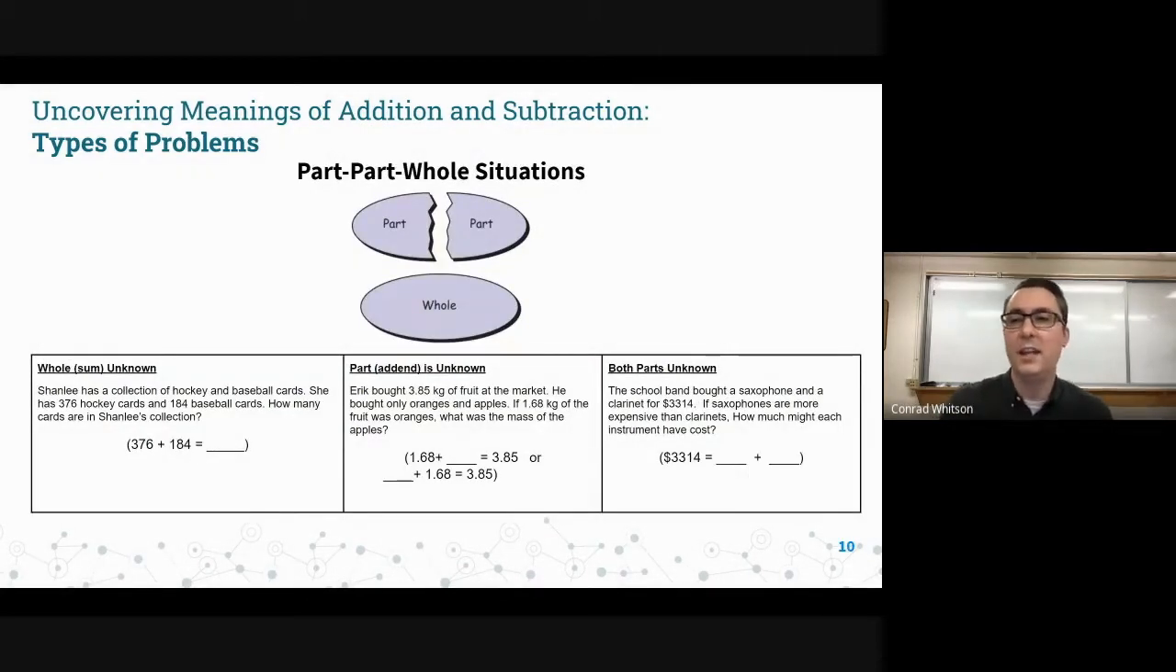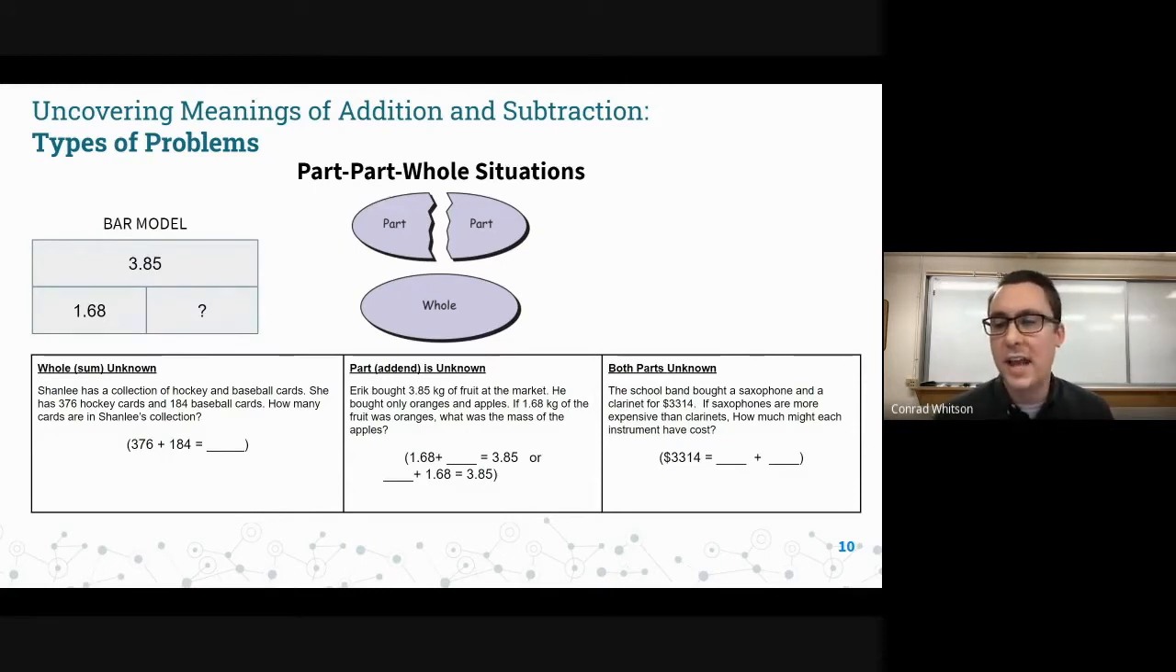And then we get into these part whole situations. Now these tend to be a little less common. Students maybe haven't had as much experience with them. If you ask them what adding is or what subtracting is, they probably wouldn't come up with an example like this. They would think about a combining or joining situation or a separate. They can be a bit trickier to pull out of problems. Bar models can be a really great way to unpack these and to talk to them.